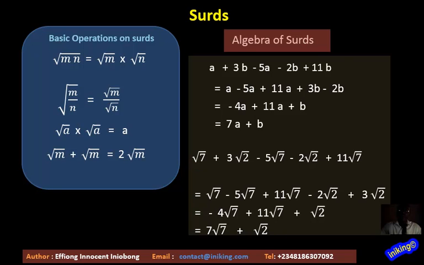Very neat. All root 7s packed together. You see them there. All root 7s packed together. All root 2s packed together. And we have minus 4 plus 11 to give us 7 root 7. And then plus root 2.